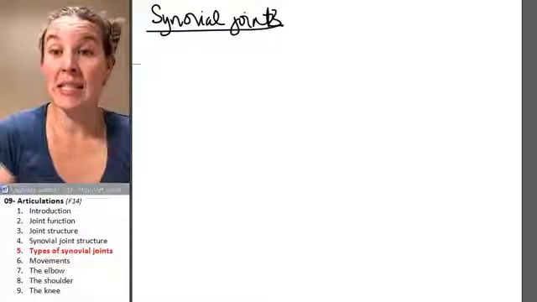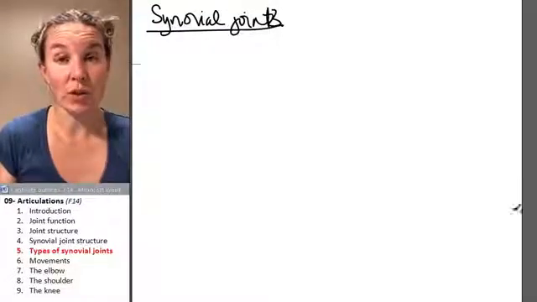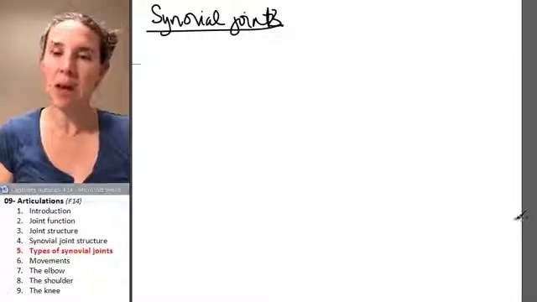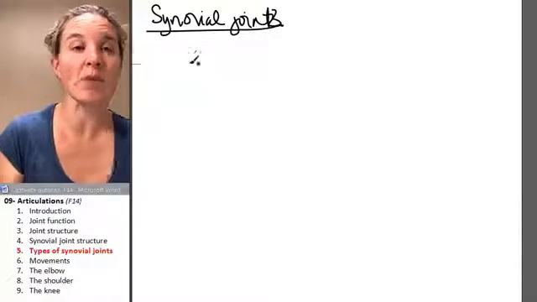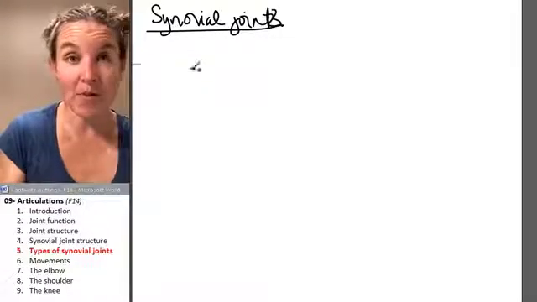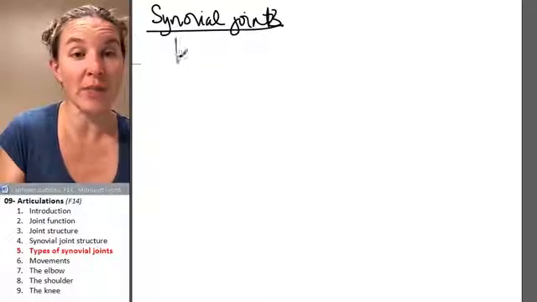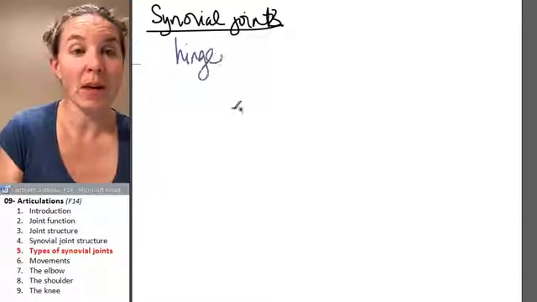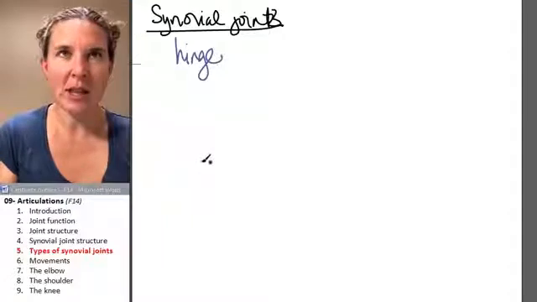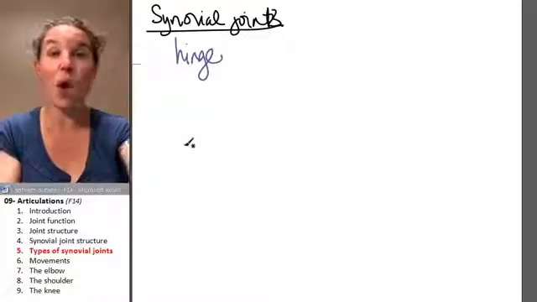All right, we have 6 different classifications for synovial joints. And I'm going to list them out for you, and then we're going to go look for some examples. So one type of synovial joint that we have is the hinge joint. The hinge operates like a door hinge, and it allows movement in one plane.